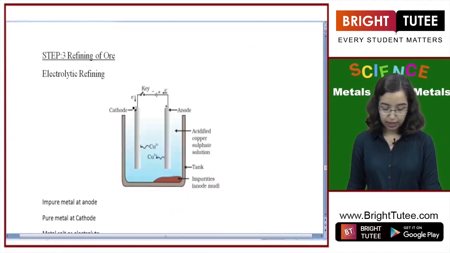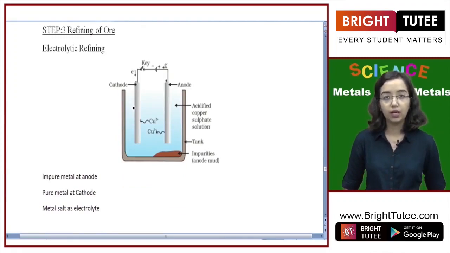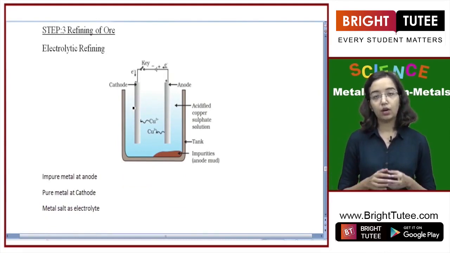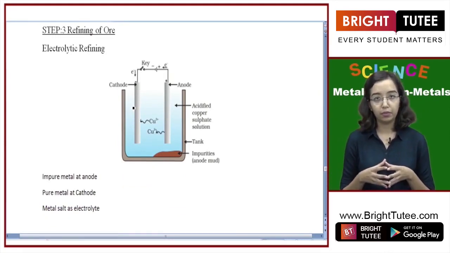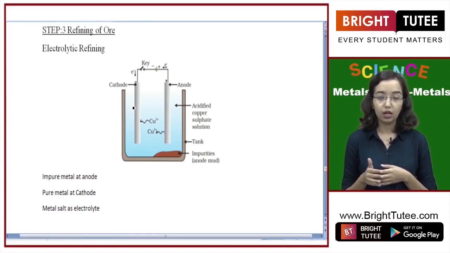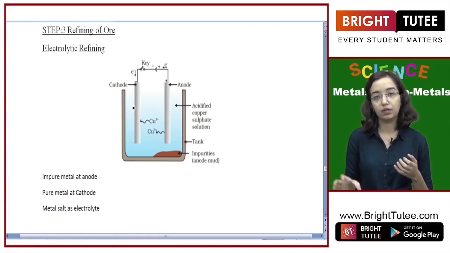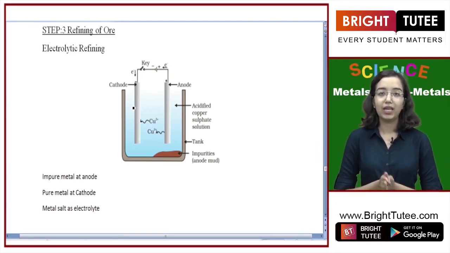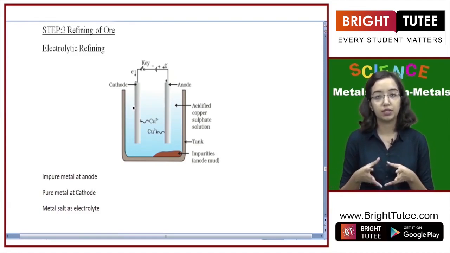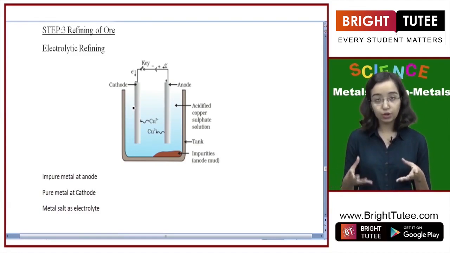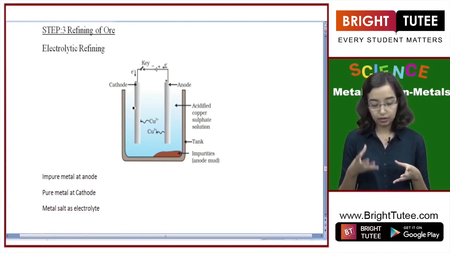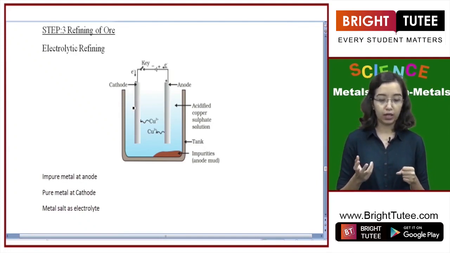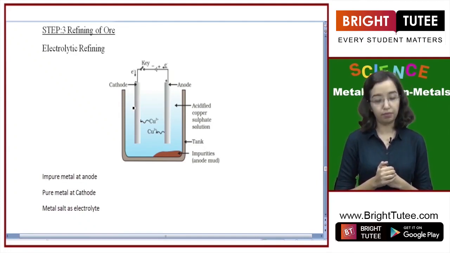So now let's move on to the final step. Now we have all the three processes for highly, medium or low reactivity metals. Now once we have obtained them in the pure form, the process does not end there, because even after reduction and even after heating them, like for the low reactivity metals, what we obtain is still not pure. So it is not 100% pure metal. Now we need to refine it further. We need to clean it to get all the impurities out of the way. How do we do that? We do this by the process of electrolytic refining.